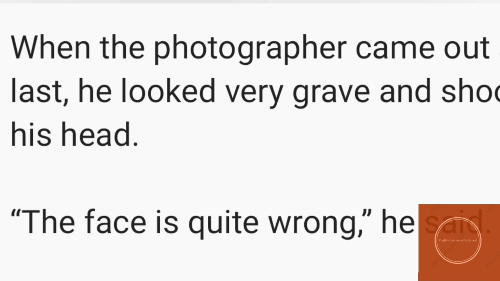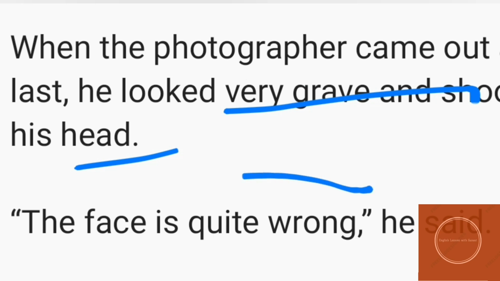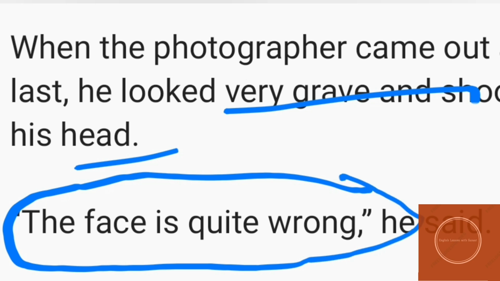Such a grave face the photographer had when he went inside the camera, and he had a look at the person, and he shook his head. When in graveness and sadness we shake our head, then the face is quite wrong. So what was the reason for his graveness? The reason was that the photographer had felt that the face of the person he was going to photograph was quite wrong.